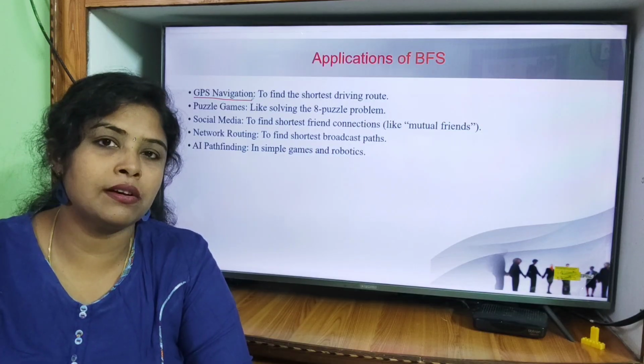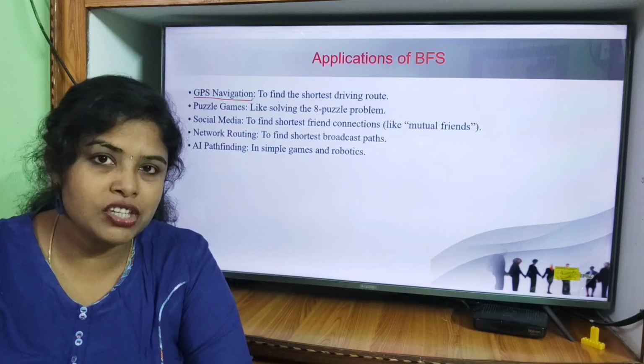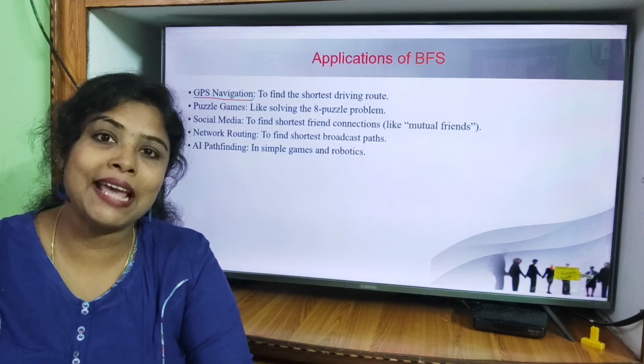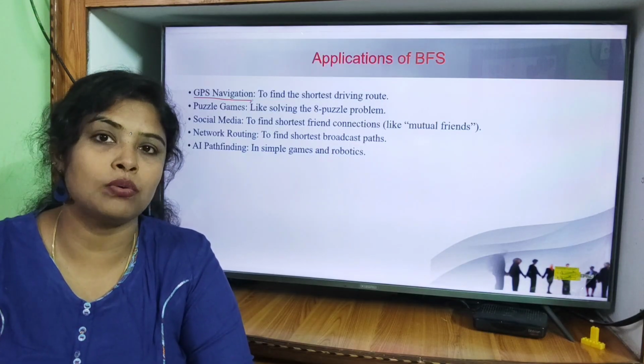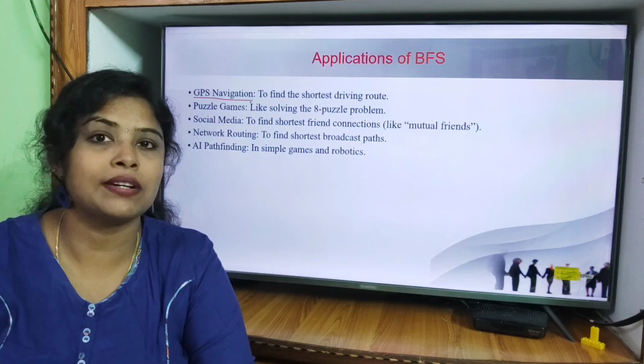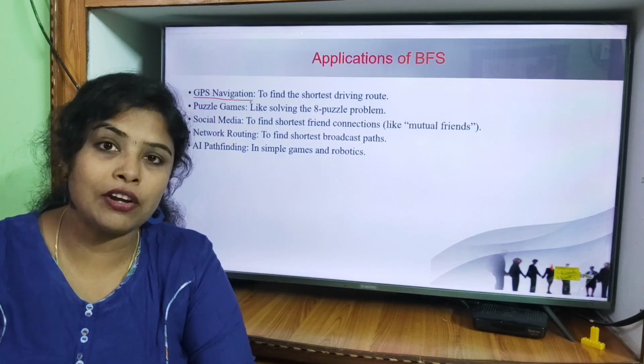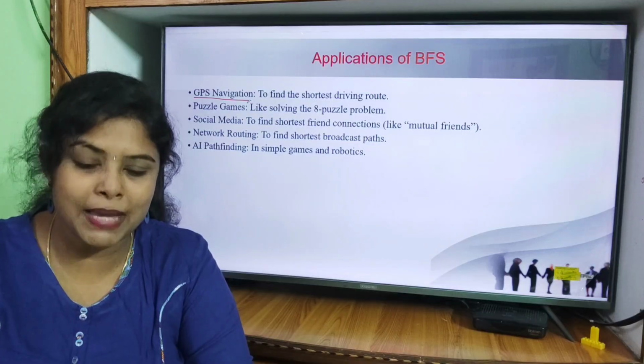Coming to the applications of BFS, the main application of BFS is GPS navigation. If we observe, the GPS navigation tool is able to suggest the shortest route for us. Because it explores all the possible routes, it can tell us which is the shortest and best route to take, right? So GPS navigation is one of the major applications of BFS.